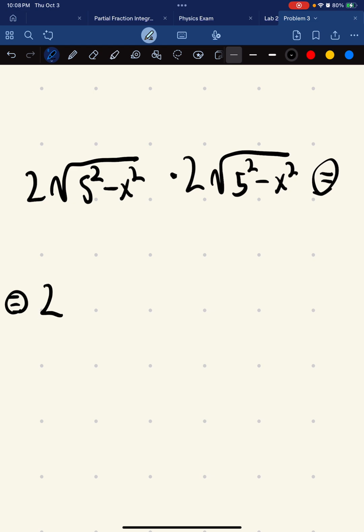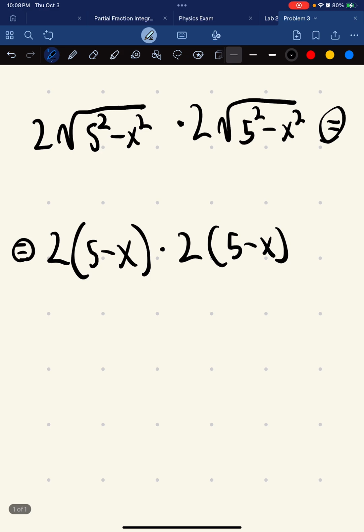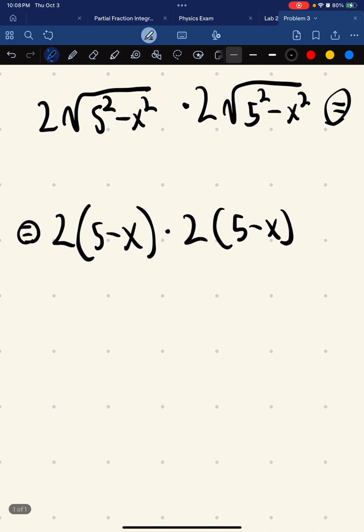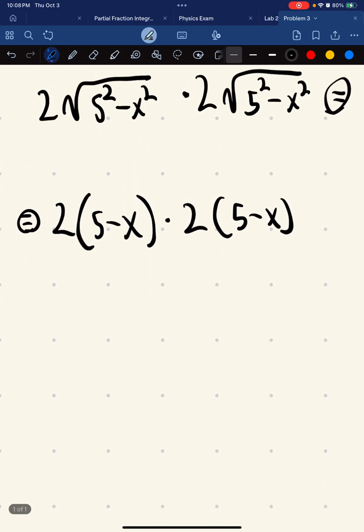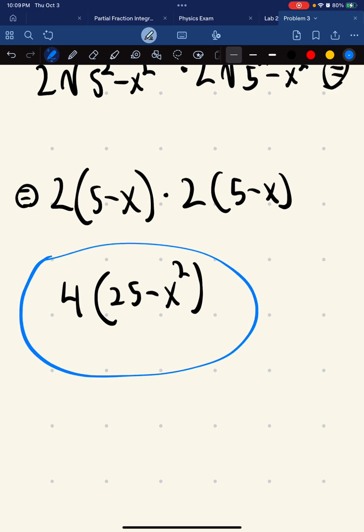So it's going to be 2 parenthesis 5 minus x squared times 2 parenthesis 5 minus x. I said x squared, but I mean x. And so I'm going to leave it like this with the parenthesis, and you'll see why in a little bit. When we multiply both sides, it's going to be 4 times parenthesis 25 minus x squared. And this is the area of one of our slices.